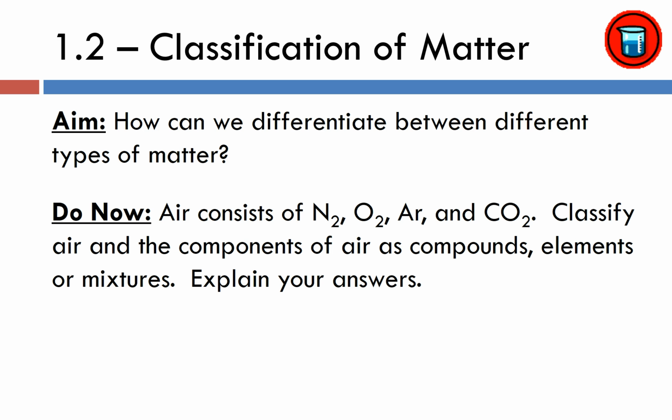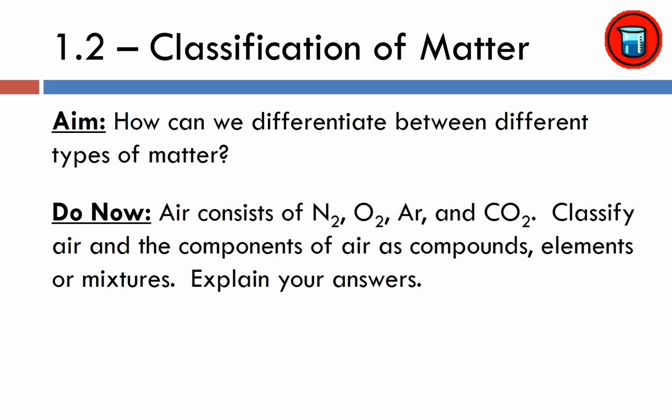During this tutorial we're going to work on differentiating between different types of matter, namely compounds, elements, and mixtures. Let's take a look at the do now. We're told that air consists of N2, O2, Ar, and CO2. Classify air and the components of air as compounds, elements, or mixtures.